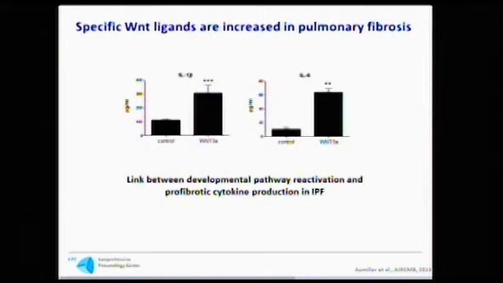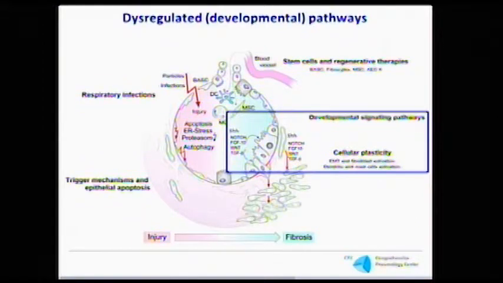I will skip this, because I think this is very important. If you just look at the developmental signaling pathways, we not only have Wnt, we not only have TGF-beta, it's very clear that we have a multitude of different pathways which seem to be aberrantly regulated in IPF now, and we have to find if we have a common target to go for.